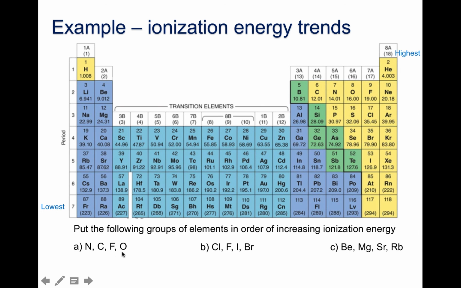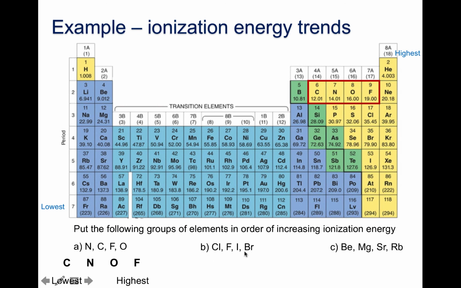And so if we want to put these elements in order, we need to find them on the periodic table. They're all conveniently right next to each other. And we know that it's the lowest over here and the highest over here, so we can easily put them in order across the period. Carbon would have the lowest ionization energy of this set. Fluorine would have the highest ionization energy of this set. And so we'd put it in order of carbon, nitrogen, oxygen, fluorine.